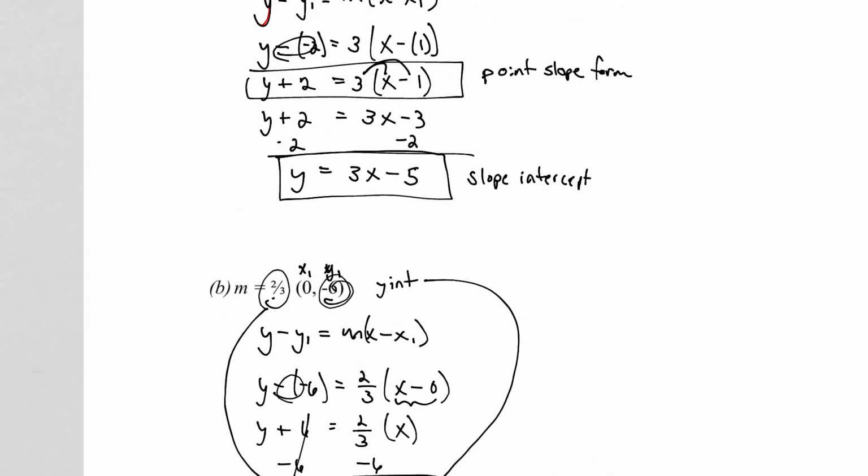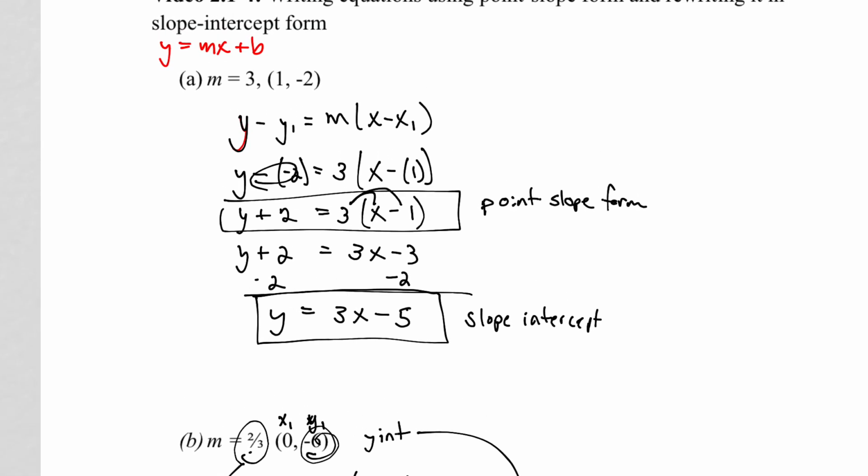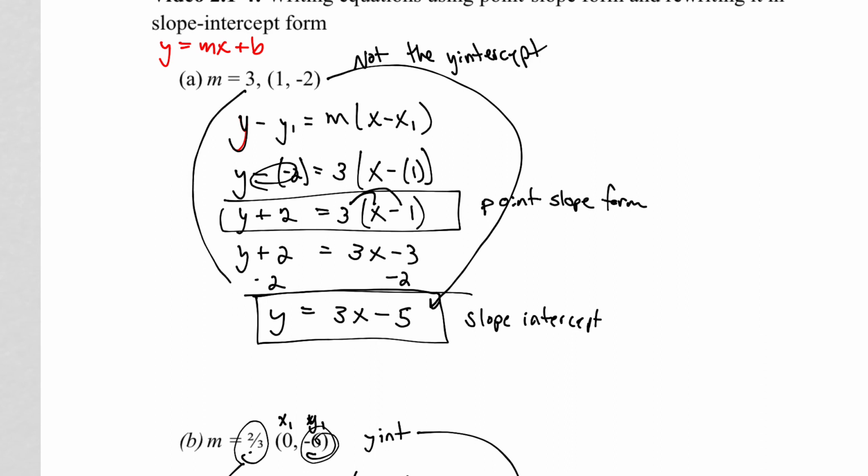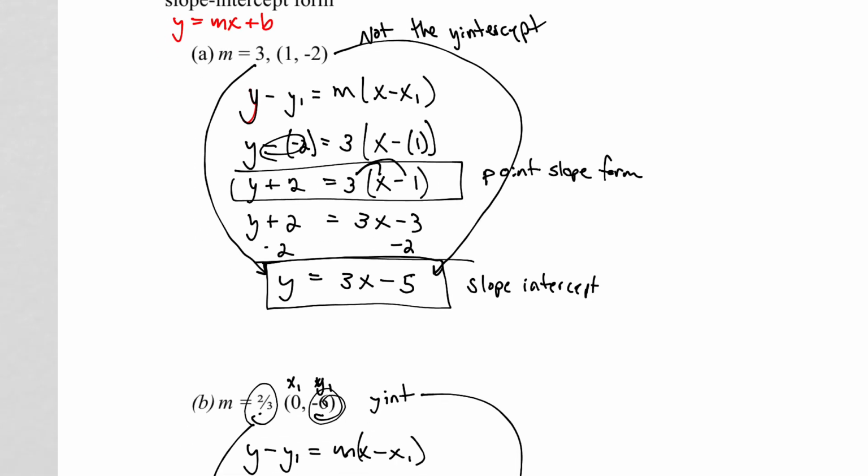That is not true in the first example. Notice, the point they gave me is not the y-intercept. So I could not have skipped the step of going through point-slope form. That was crucial. So even though my slope is the same and it shows up in slope-intercept form, I needed to go through the process of point-slope form.